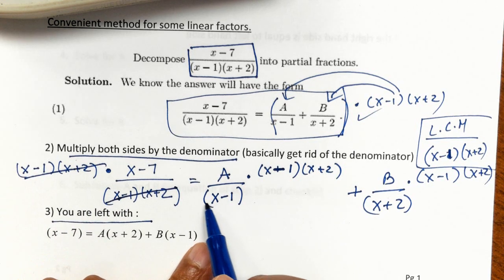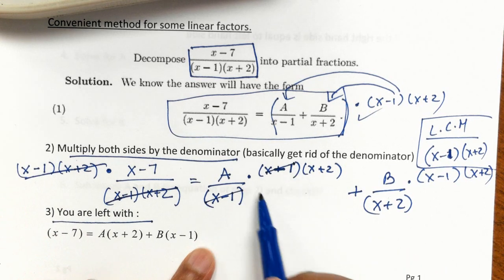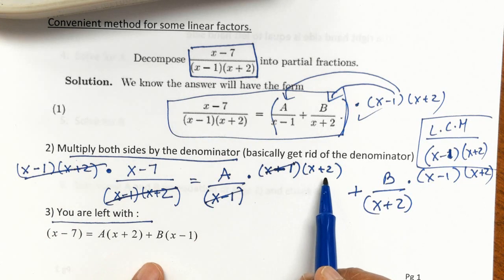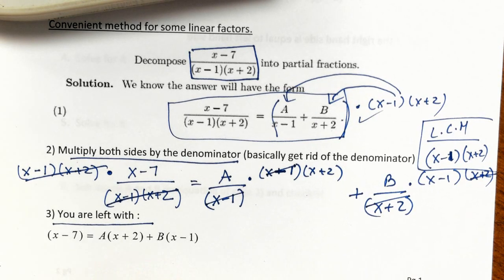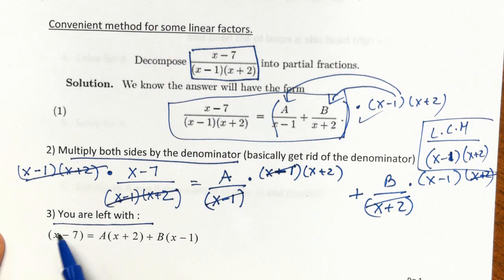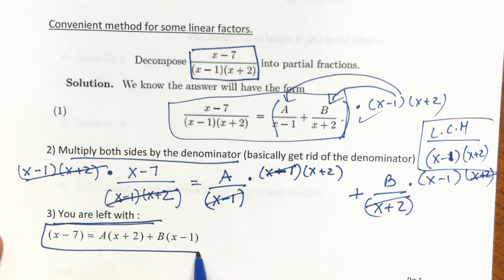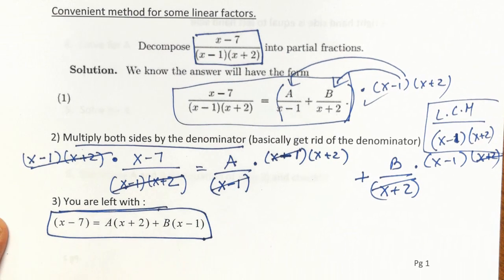On the first term, x minus 1 gets cancelled. So you're left only with A multiplied by x plus 2. And then x plus 2 cancels out and you're left just with B times x minus 1. Is that okay? Is everybody okay with this, with step 3? Okay, I'm going to keep going. So now I'm working, okay, always keep in mind what the goal is. You are left with this in step 3. Can someone tell me what my goal is here? Is it to solve for x? Solve for A and B.